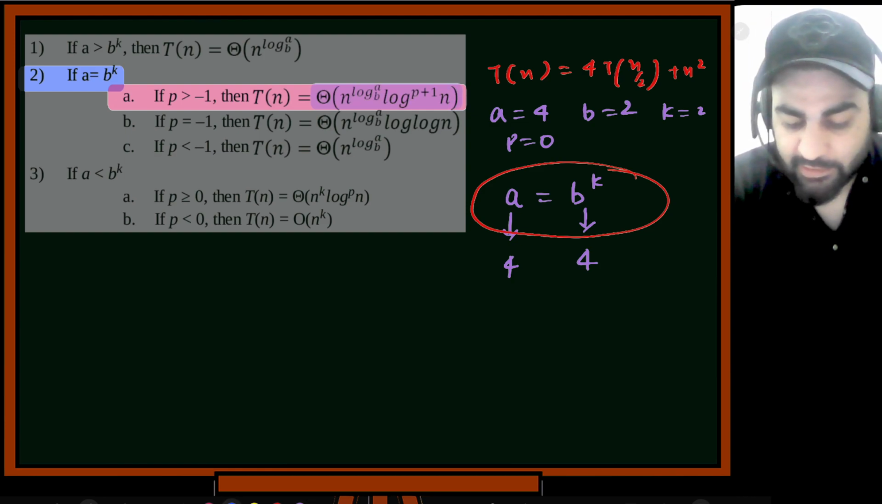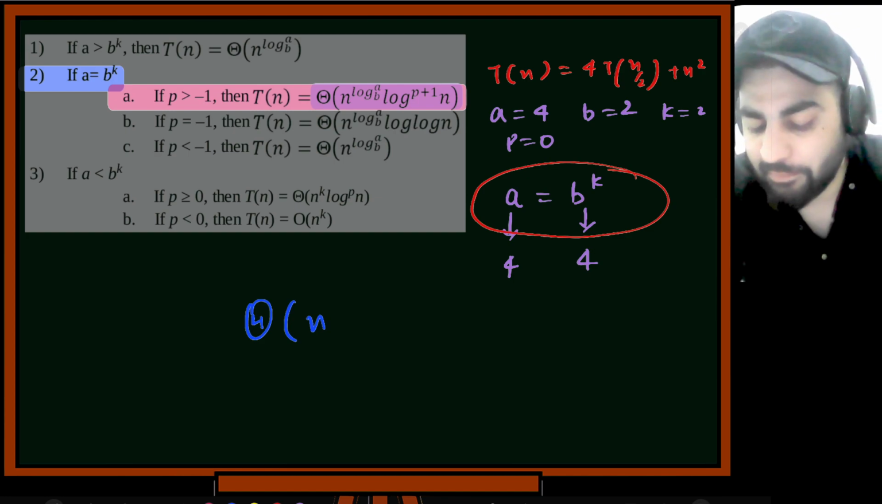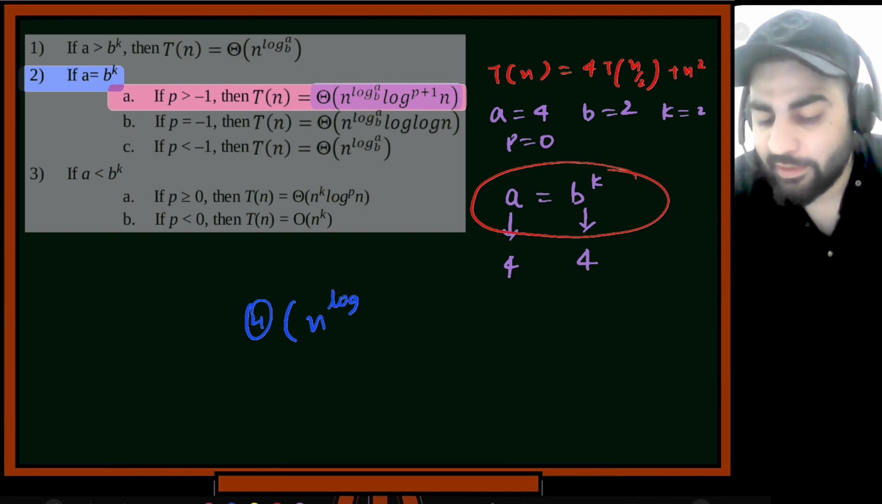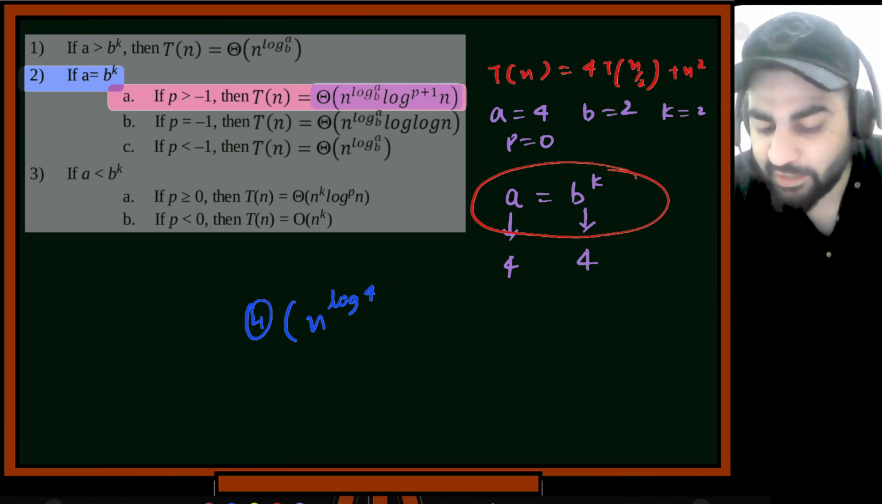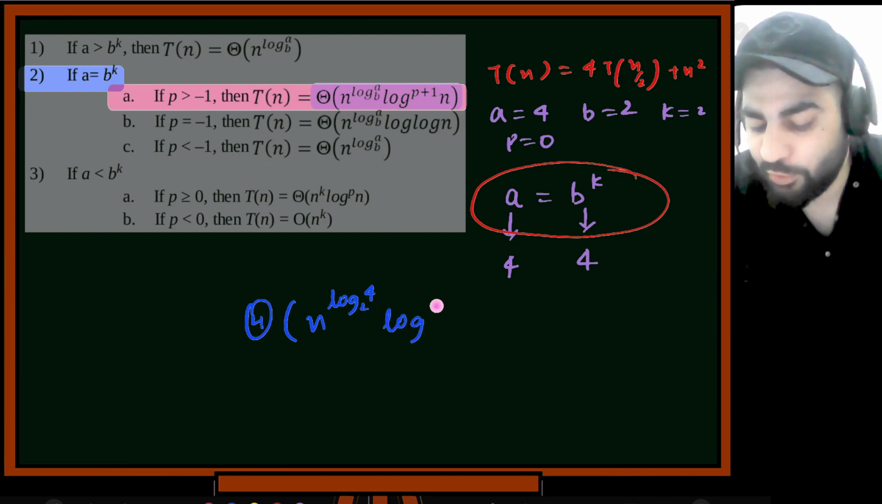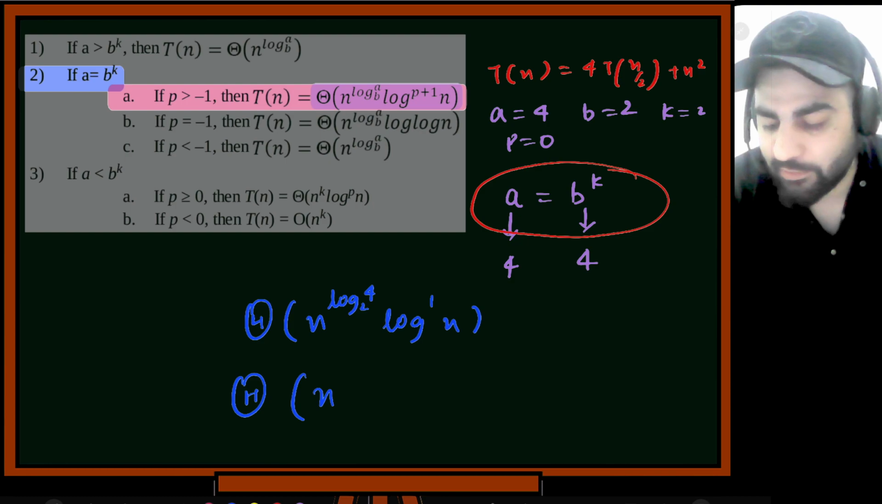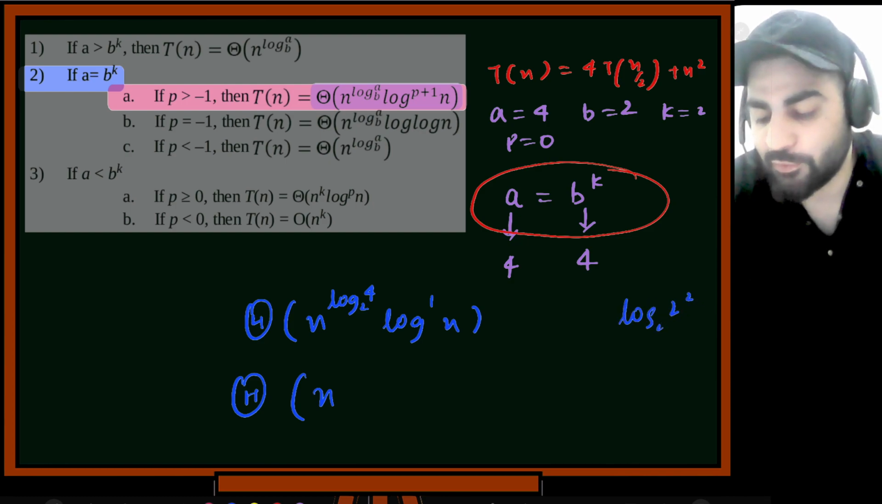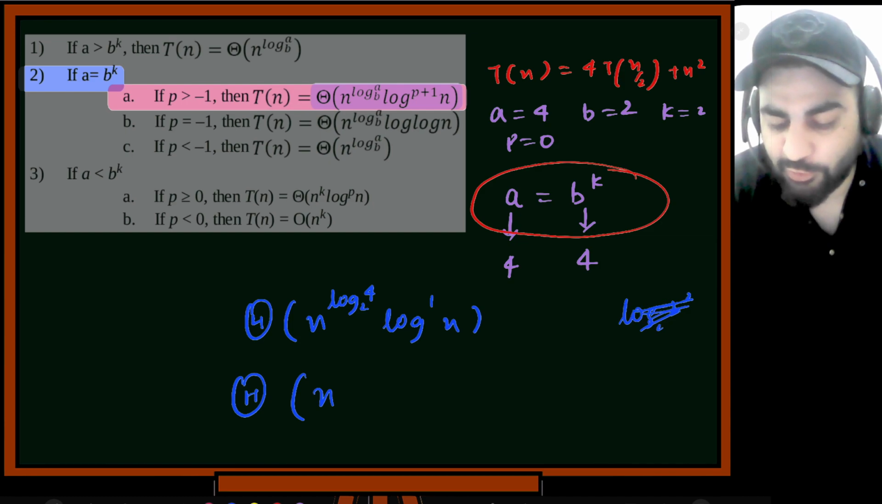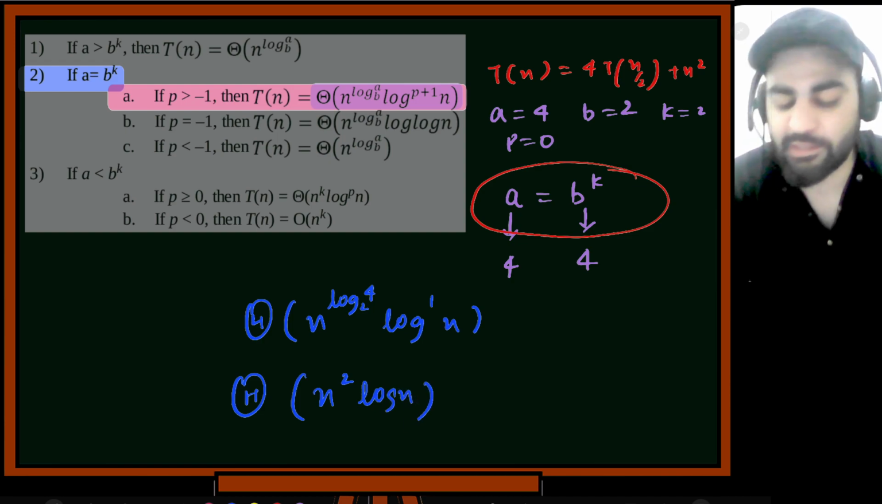So the answer will be theta of n to the power log base b of a, times log to the power p plus 1 of n. And what is a here? 4. What is b here? 2. Then log of p plus 1, p is 0, so log n. So we'll just simplify this. So theta of, I think this should be n square, because log base 2 of 4 means 2 to the power 2. So this gets cancelled and this will go up. So that's why I gave you the formulas for the log. So this is n square log n. So this is the answer.